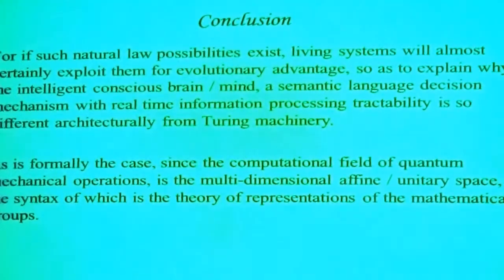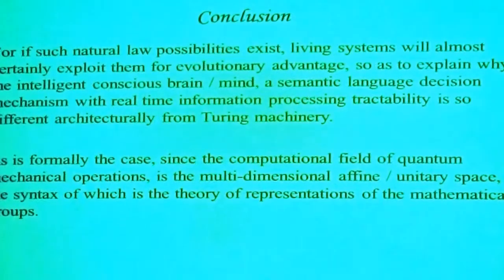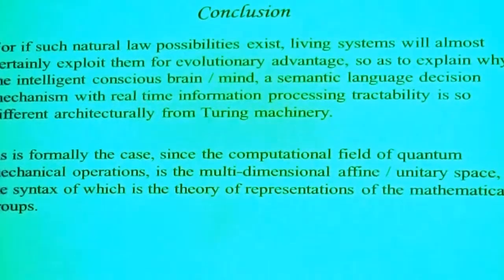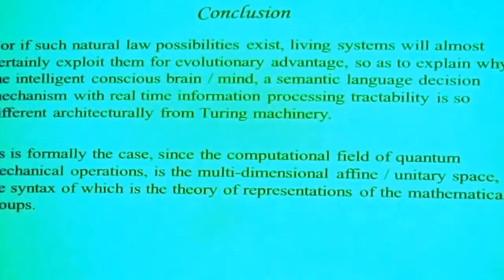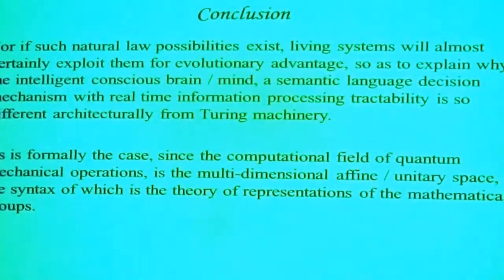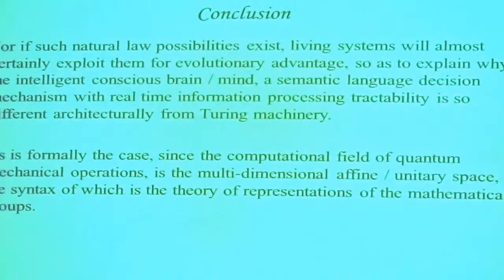If such natural law possibilities exist, then it's obvious that living systems will exploit them for evolutionary advantage. And so explaining why the intelligent conscious brain or mind, whether they're separate or the same, is so different architecturally from Turing machinery.